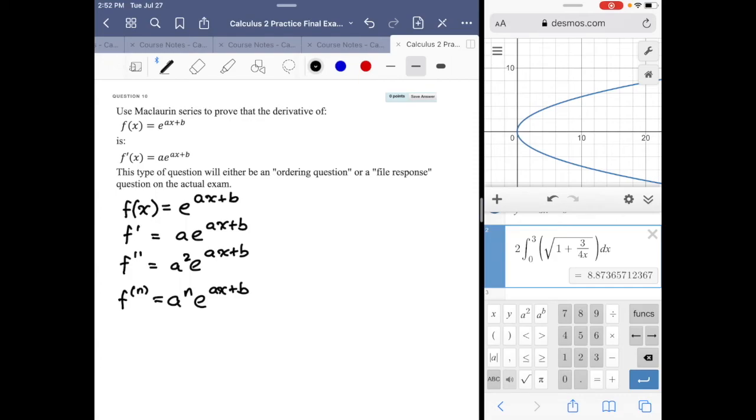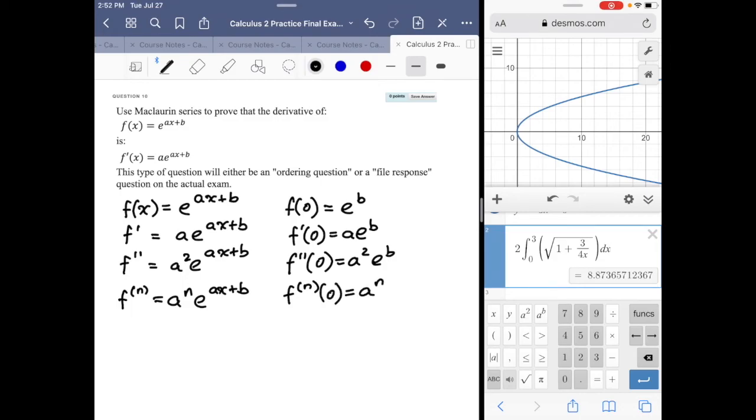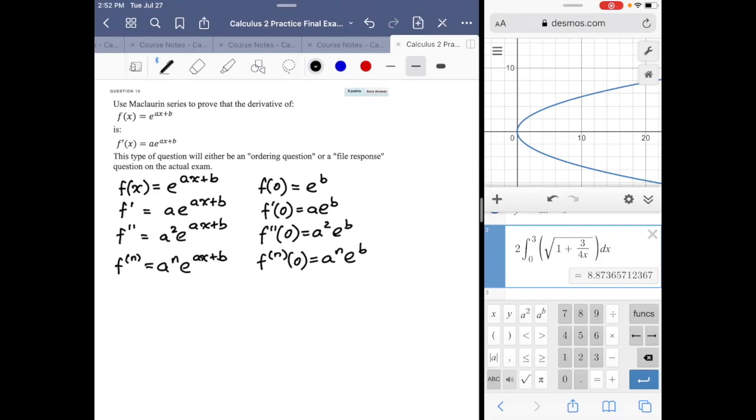So now we're using Maclaurin, so that's where it's centered around 0. So let's find f of 0. All right. So if I plug in a 0 for x, I'm getting e to the b. All right. F prime of 0 will be a e to the b. F double prime of 0, a squared e to the b. Triple, quadruple, whatever, it's going to be based off whatever the level of the derivative is, a to the nth e to the b. All right, so we're in good shape there.